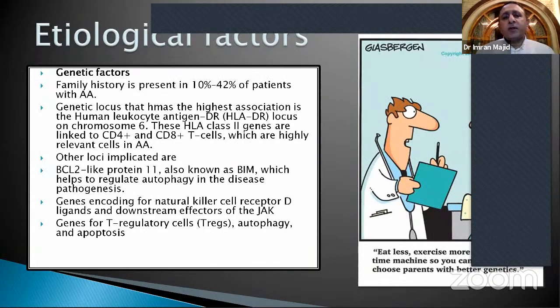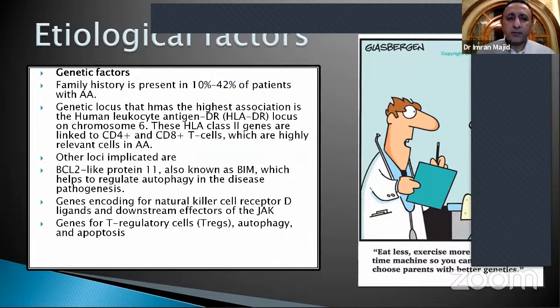What are the etiological factors of alopecia areata? One is the genetic factors. Around 10 to 42% of patients of alopecia areata have a positive family history. And the genetic locus that has the highest association with alopecia areata is the HLA-DR locus on chromosome 6. These HLA class 2 genes are linked to CD4 as well as CD8 positive T cells, which are highly relevant cells in alopecia areata.